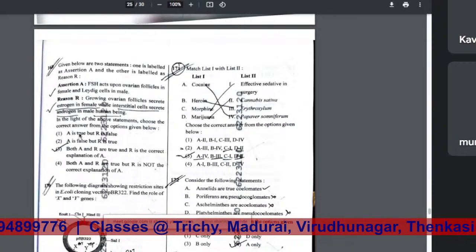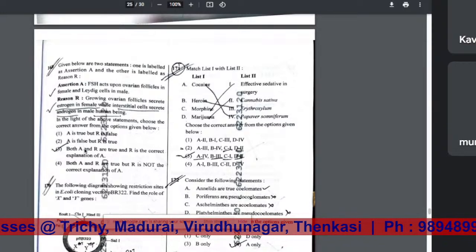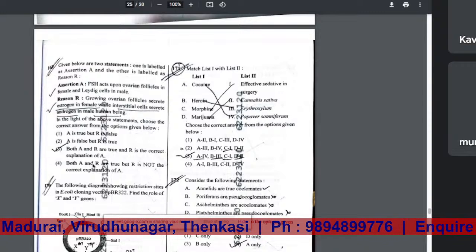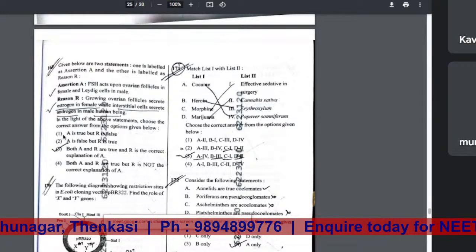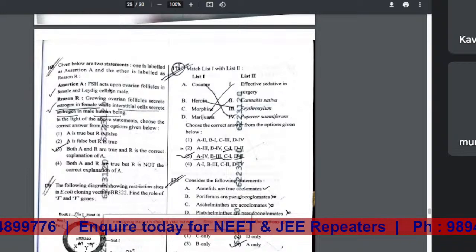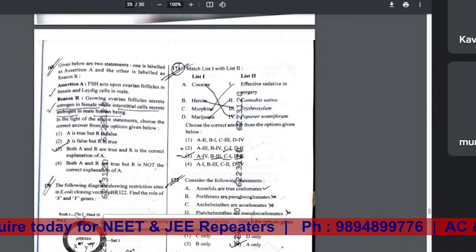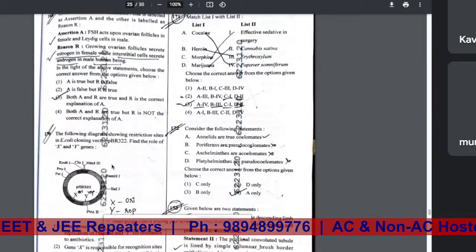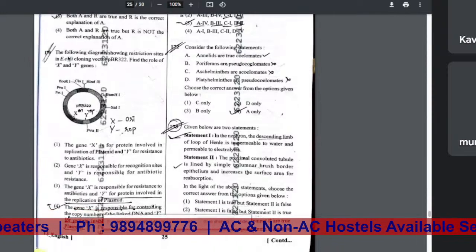You can eliminate option 1, you can eliminate option 3, and you can eliminate option 4. Only option 2 is correct, which is assertion is false, but reason is true. So if you know this one particular point, you should be able to get it correctly. Then moving on to the 170th question.